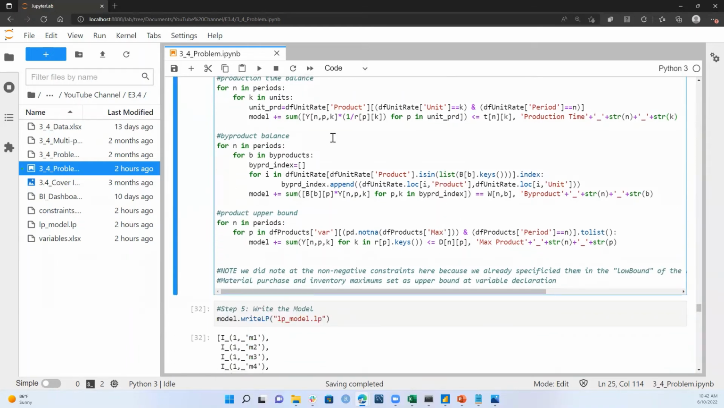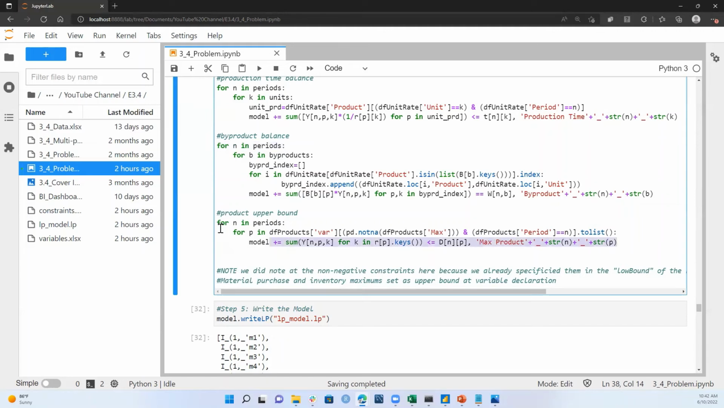We do the same thing for our material balance, where we define how much byproduct we're making for all the different products that we're making in a period N across all different products and all different equipment. And then that's going to be the yield, or what we get for our W sub NB variable, which is the total byproduct made in a given period. And again, looping through each period.